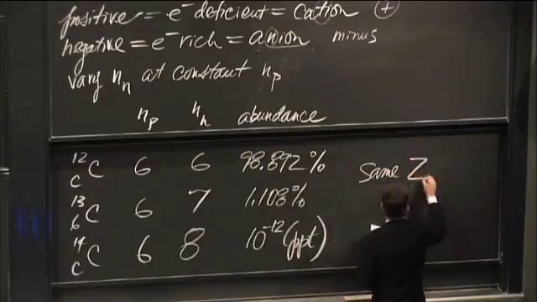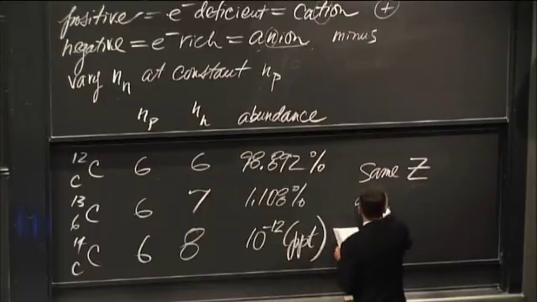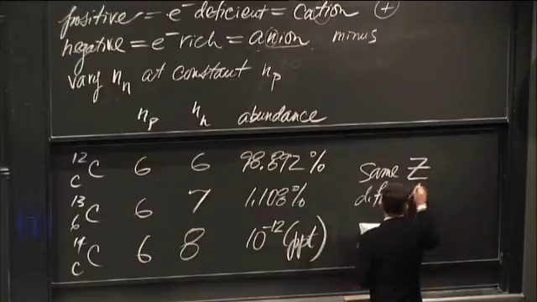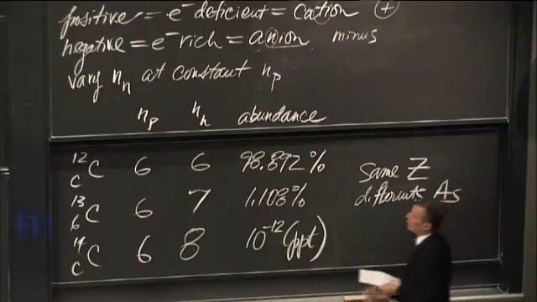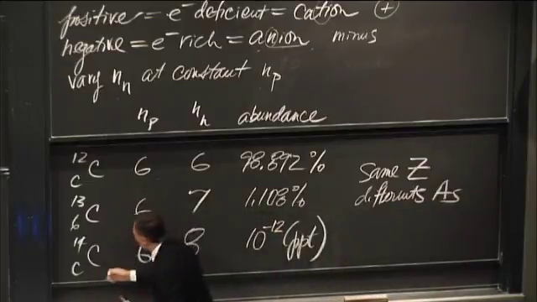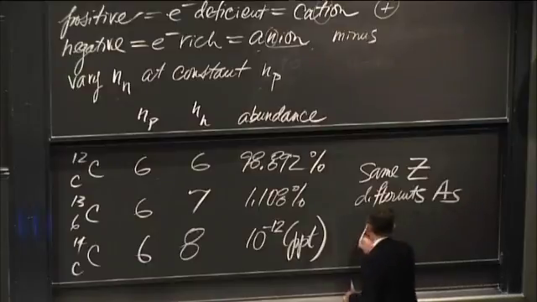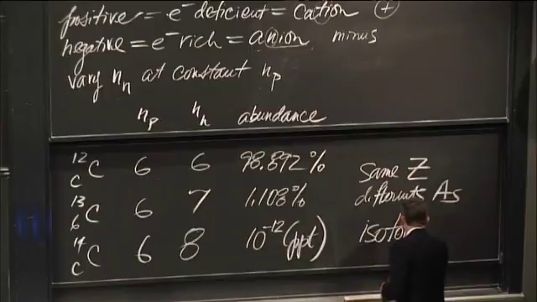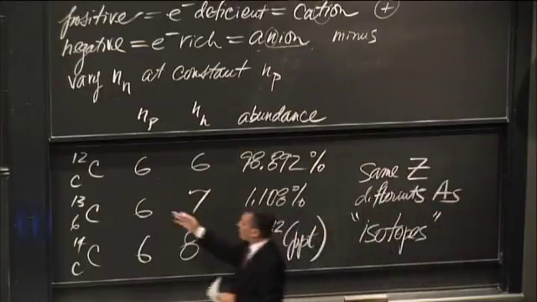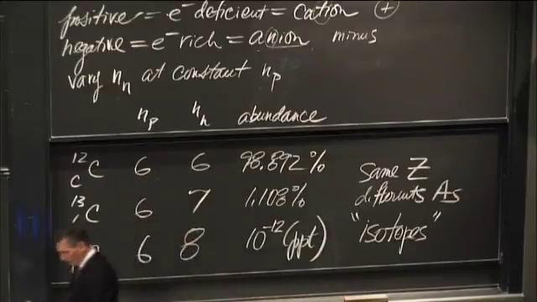So this is the same atomic number, same proton number, same Z, but different mass numbers, different A's. So all of these variants of carbon are found in the same spot on the periodic table. The Greek word for same is iso, and the word for place is topos, so these are called isotopes. The isotopes of carbon are species that have identical proton number but different neutron number.